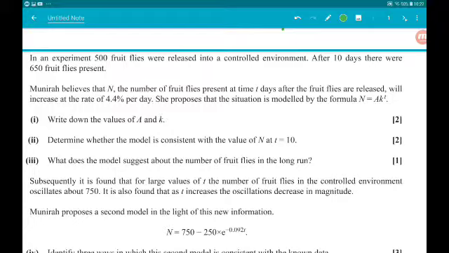Munira believes that n, the number of fruit flies present at time t days after the fruit flies are released, will increase at the rate of 4.4% per day. She proposes that the situation is modelled by n equals a k to the t. Part 1 wants us to write down the values of a and k.